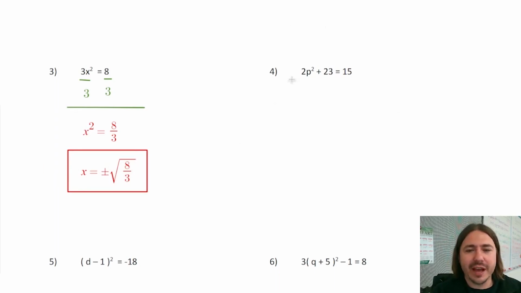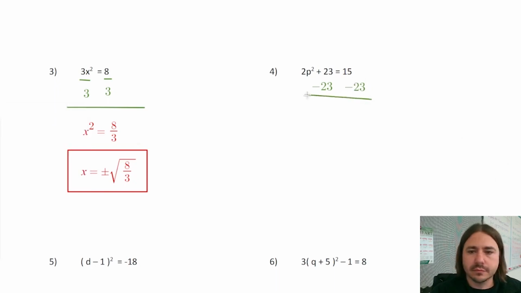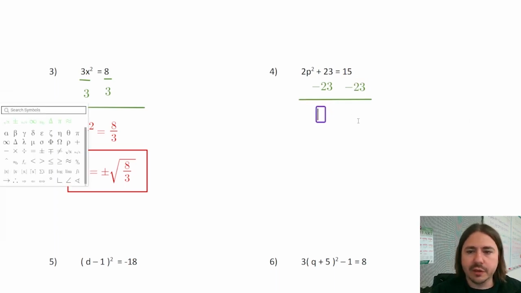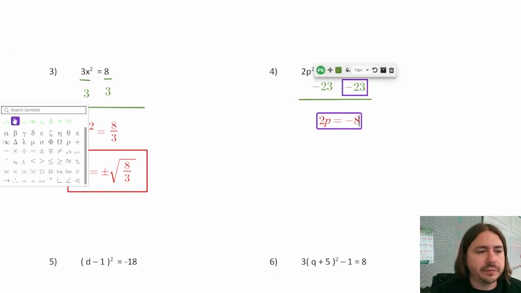Number 4, okay, we've got to isolate this squared thing, so we're going to have to do 2 steps on this one rather than just one like we've done on the previous couple problems. First, I'll subtract 23 from both sides. That's going to give me 2p. You can already see something funky is going to happen with this one. 2p equals, what would that be, negative 8? Then I'm going to divide both sides by 2.